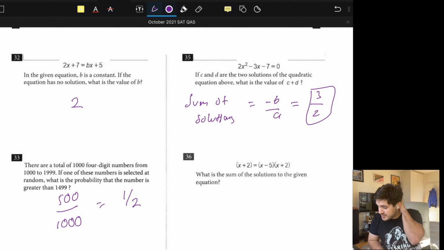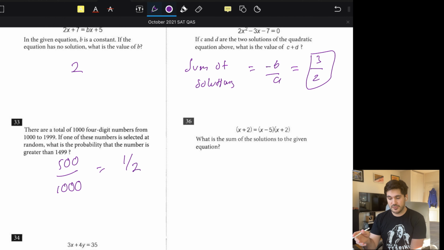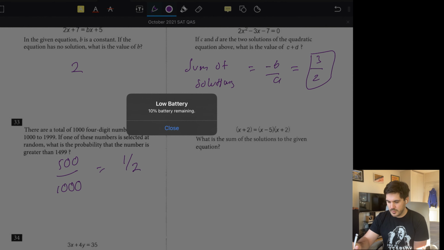36, what is the sum of the solutions to the given equation? Now, it's basically a very similar looking question. But here, we can get to that step. It's basically like 35, but with an extra step, because we have to actually do some stuff out. So x plus 2 is going to be, well, actually, we could do this another way. Well, no, I'll do it this way.